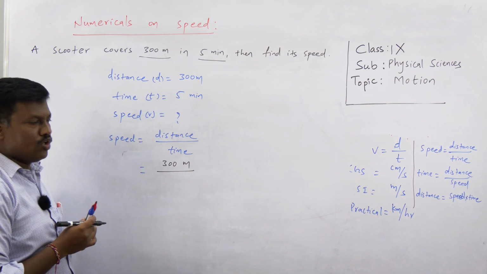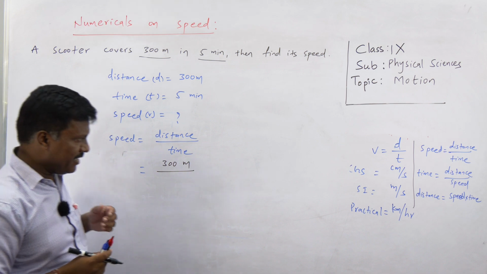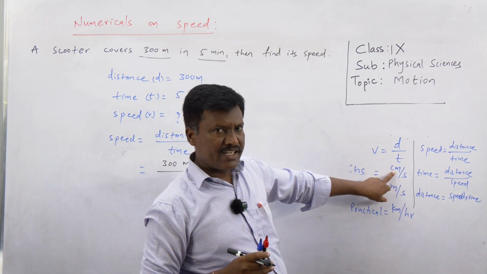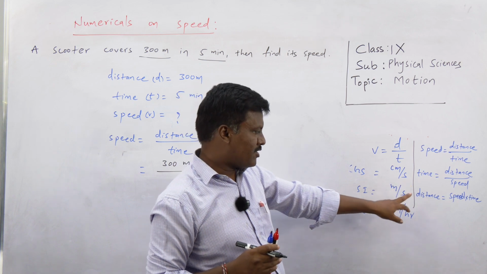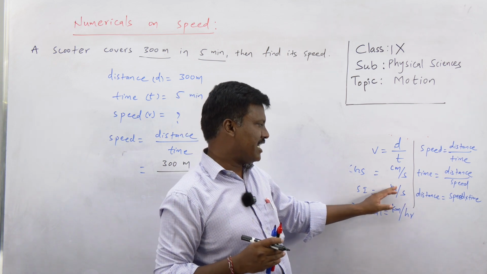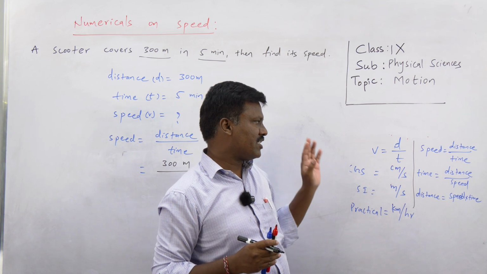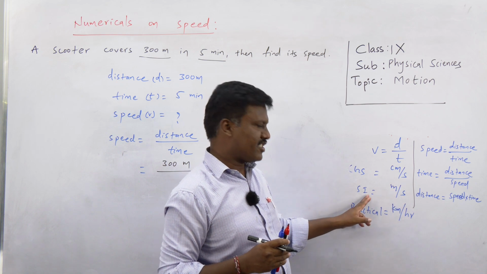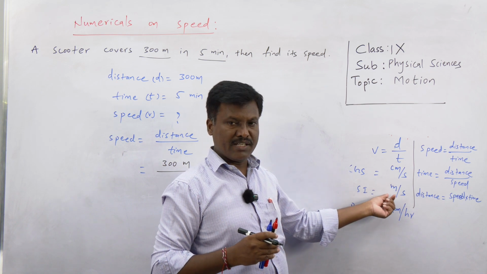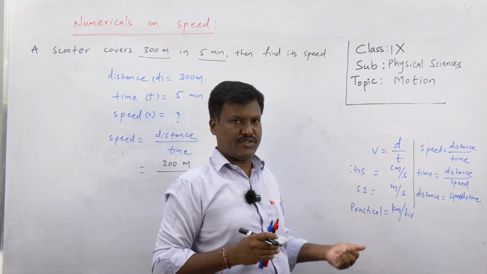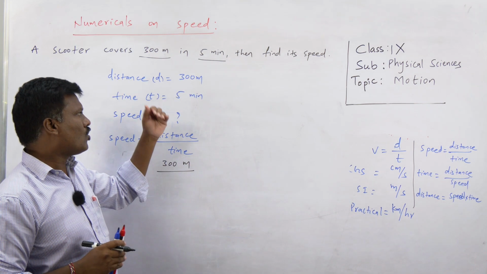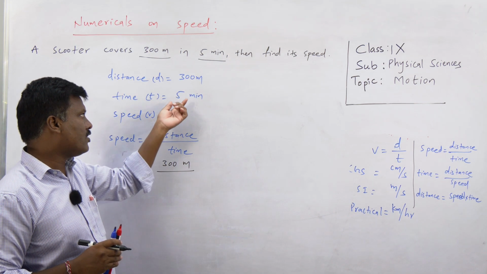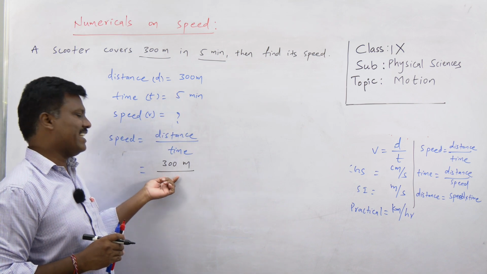5 minutes. But remember one thing: when distance is in centimeters, time must be in seconds. When distance is in meters, time also must be in seconds, because centimeter per second is the CGS unit of speed, and meter per second is the SI unit of speed. If the distance is in meters, time must be in seconds. But here time is given in minutes.